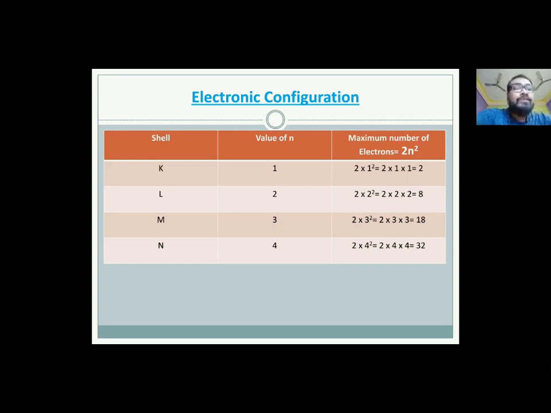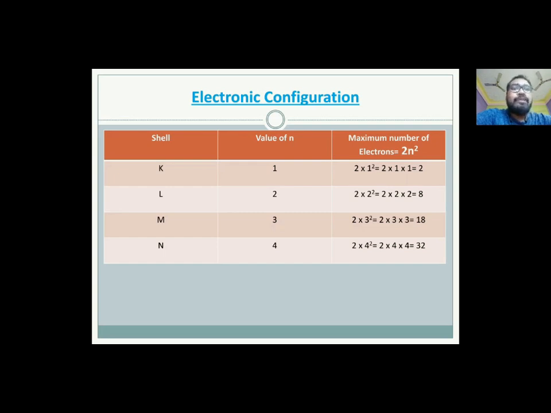So we get the maximum number of electrons as 2 into 1 square, that is 2 into 1 into 1, which is equal to 2. Next, for L shell, n is equal to 2. That's why we get 2 into 2 square, which is 2 into 2 into 2, that is 8. For M, we get 18 electrons, and for N, we get 32. So that's how we find out the maximum number of electrons in a certain orbit, like K, L, M, N, then O. Okay, it will go on.